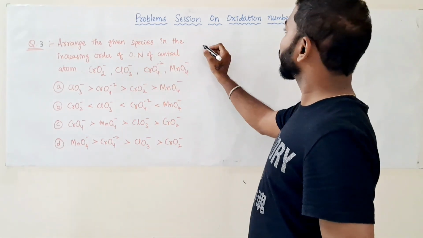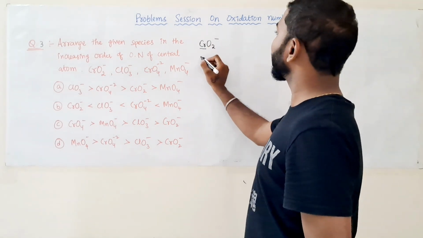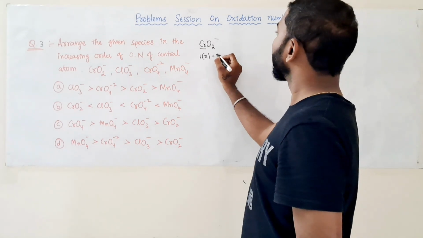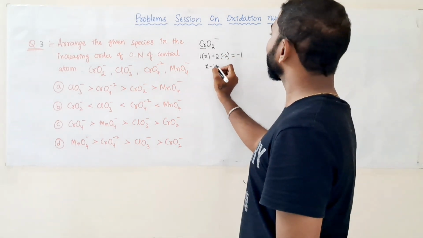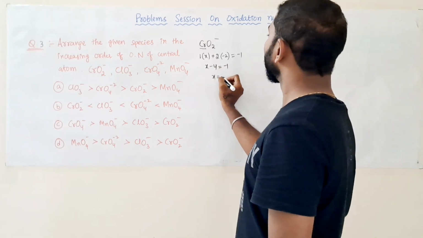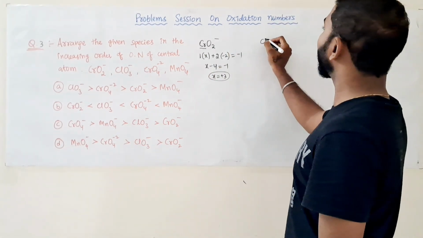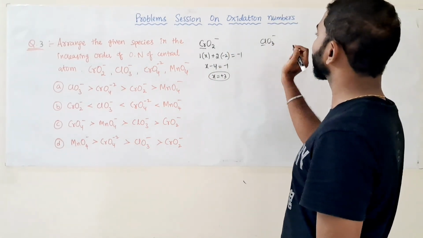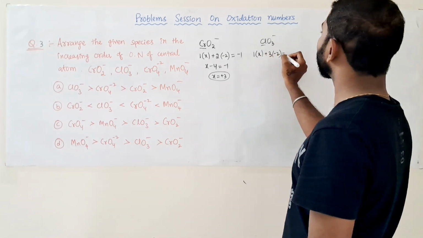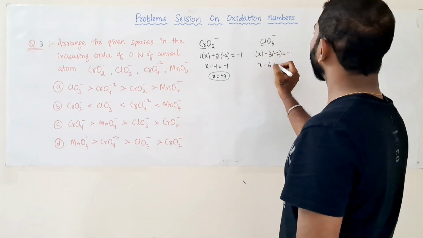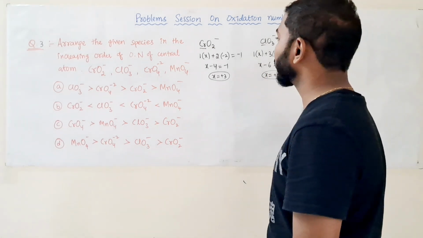Okay, so let us take the first one, that is CrO2 minus. Chromium is the central atom, so 1 into X plus 2 into minus 2 is equal to minus 1. So X minus 4 is equal to minus 1, so X is going to be plus 3. Then similarly we have ClO3 minus, which is the chlorate ion. So 1 into X plus 3 into minus 2 is equal to minus 1. So X minus 6 equals minus 1, so the X value is going to come out as plus 5.